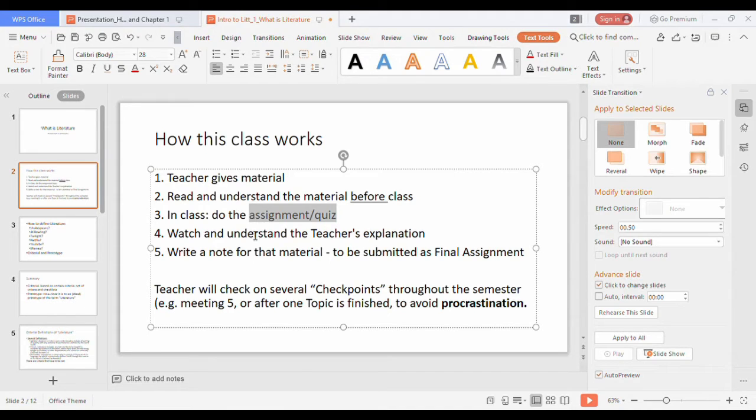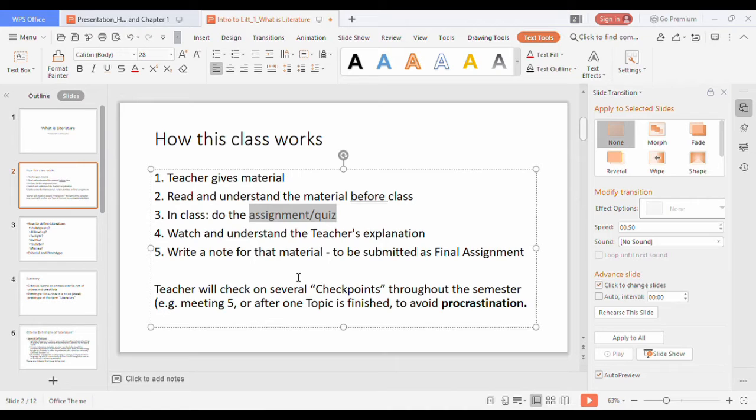The use of these is for me to check whether you already read the articles or the materials, whether you have read them or not. Now, this assignment and quiz are not supposed to be very hard. But they are supposed to check whether you read the material enough.